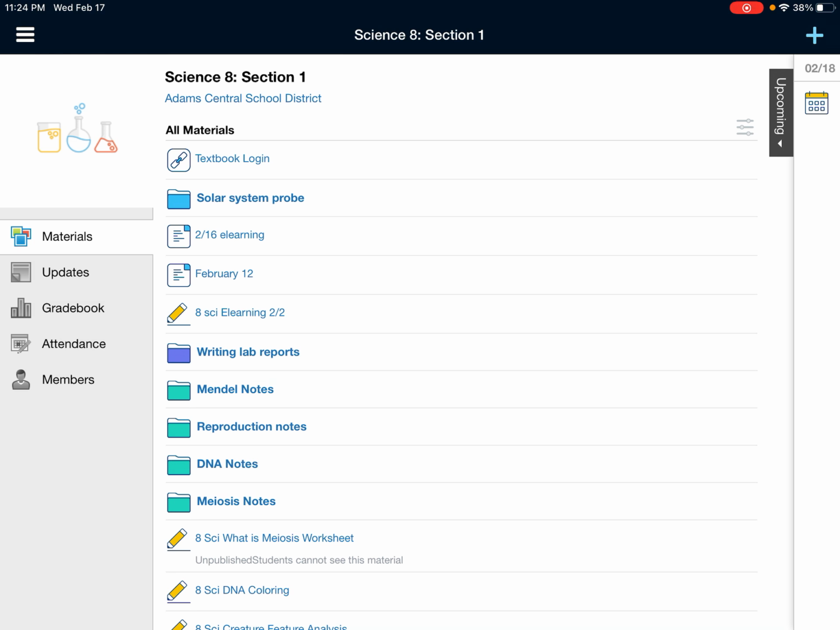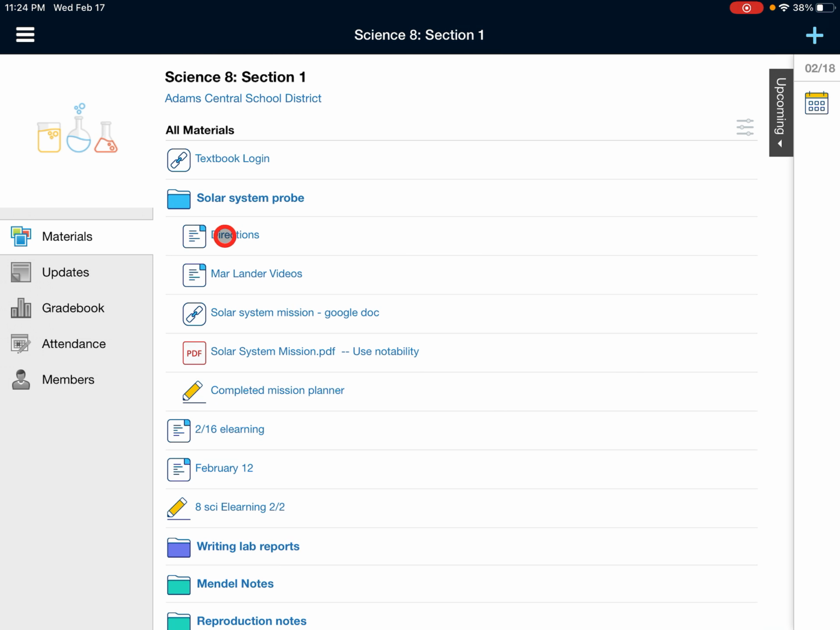Today, what we're going to do instead is look at sending probes to other planets. This is kind of exciting. This week, NASA's got a rover that's going to land on Mars and explore Mars. I've got some videos for you to watch about that, and then we'll have you plan and design a mission to some place in the solar system that you choose. Everything's in this folder, Solar System Probe. If I open that, here's the directions, and that's the video that you're watching now.